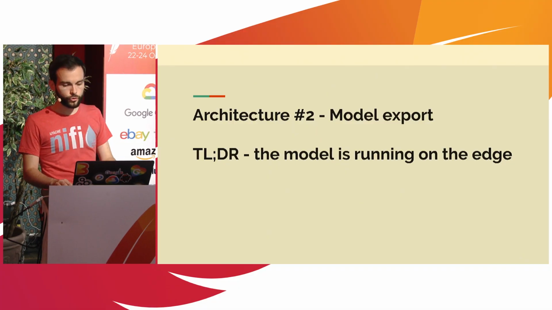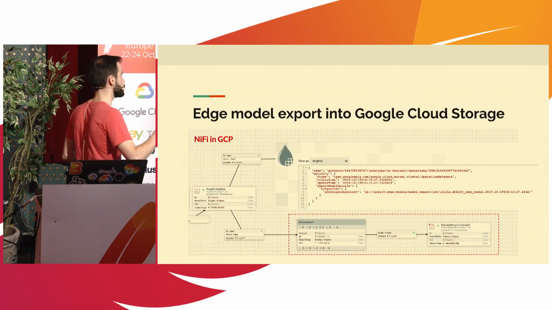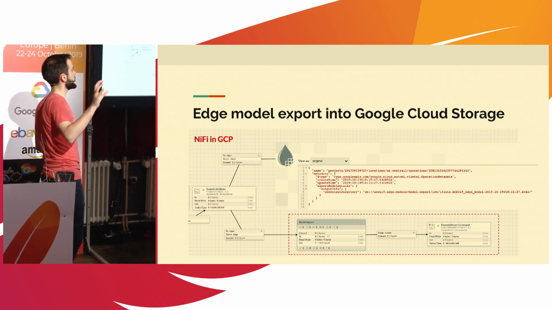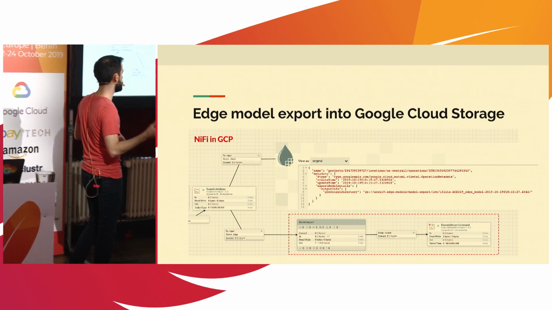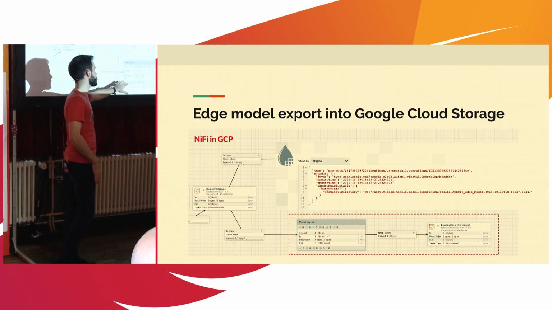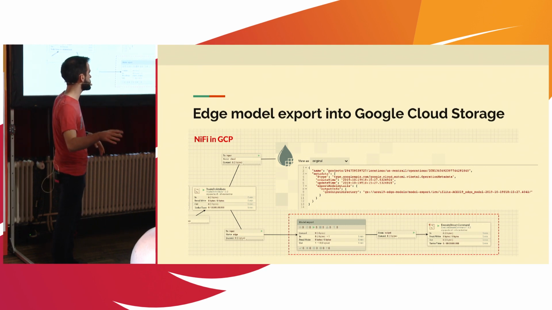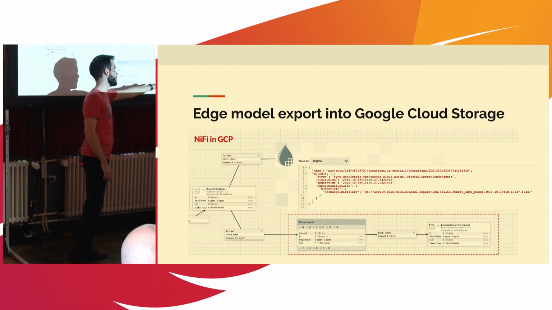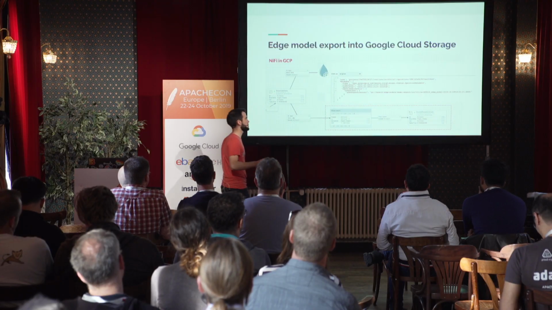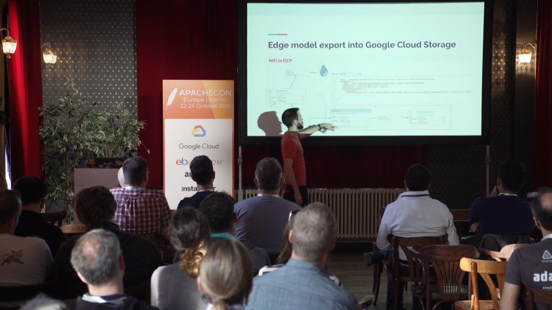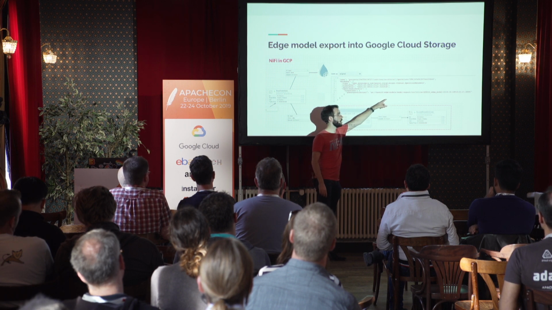So that was the architecture 1, then the architecture 2. So in this case, we want to actually export the model directly on the device. So quite similarly, we are calling the API to make the model available on GCS, Google Cloud Storage. And then we are sending an MQTT command to the device to say, okay, my model is available and you can download it here whenever you want.